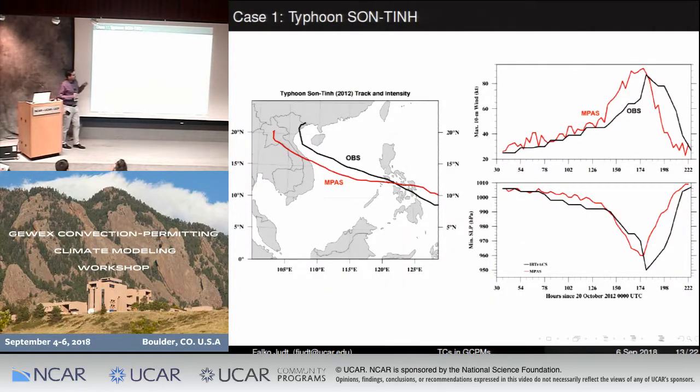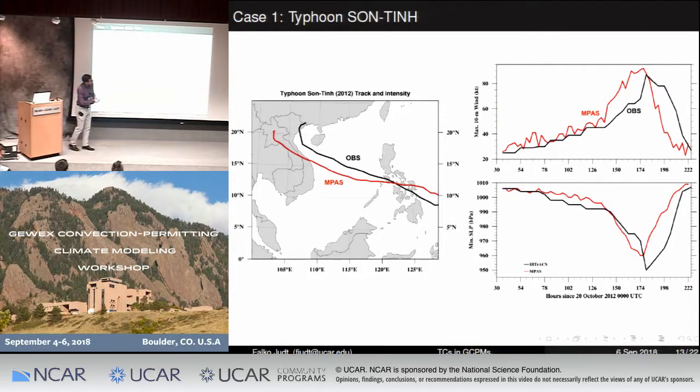I want to show you 3 case studies now. It goes basically from the good to the bad to the ugly. Typhoon Santin is the good case. This is the track again, in black the observations, in red the MPAS model. Has a pretty good track.